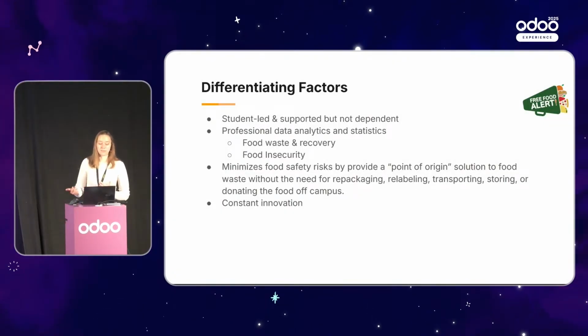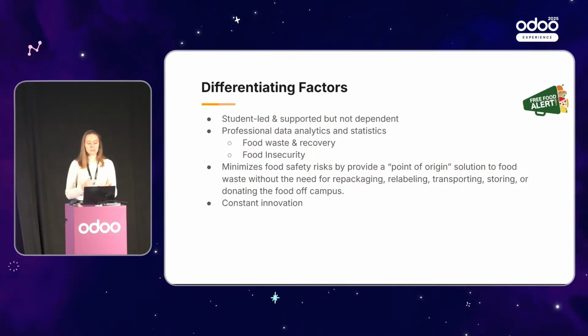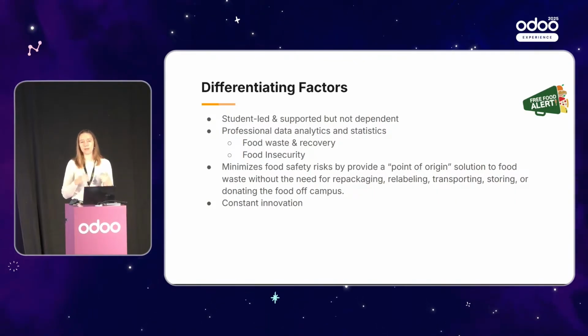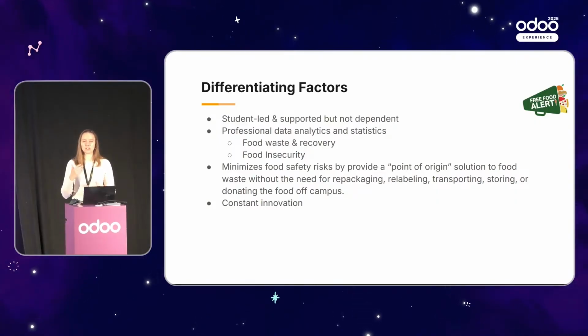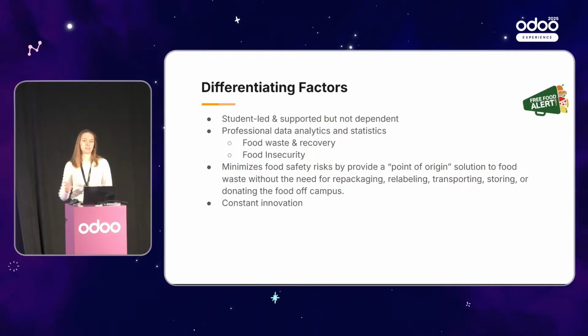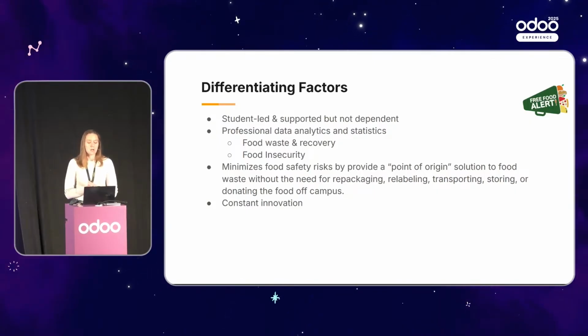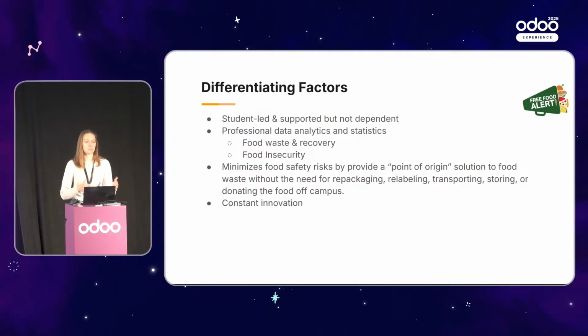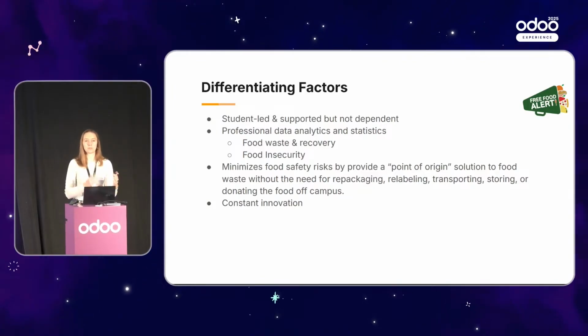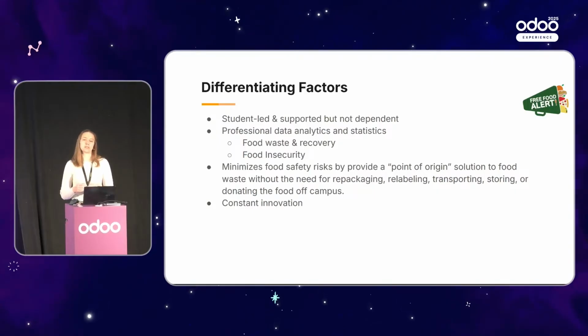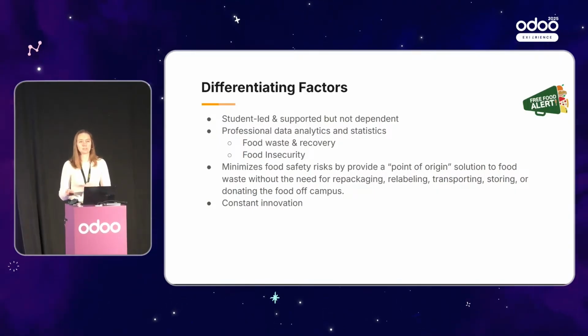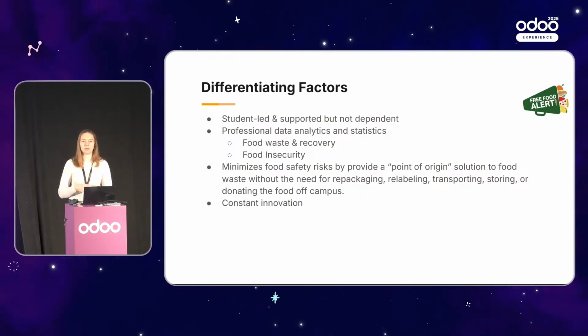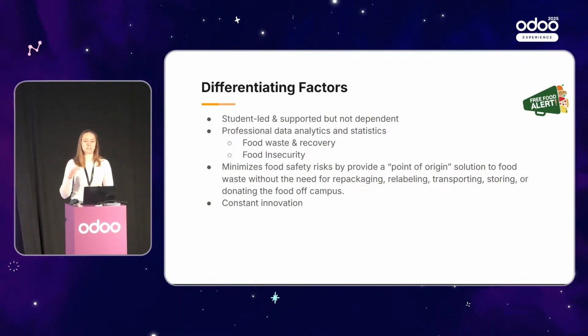A little bit more now about our differentiating factors. So Free Food Alert is a student-led and supported program, but not dependent. As we know, students can be very active in championing environmental or sustainability initiatives on campus, but usually after about 4 years or so, students will graduate and they'll move on to their next role. And that's why it's important to have student-led but not student-dependent initiatives. So again, we can have student champions like interns and super users that help market for the program and the system on campus, but we don't want to have initiatives that are student dependent, because then when those students leave, the programs tend to kind of die.